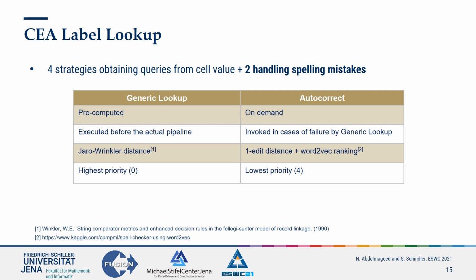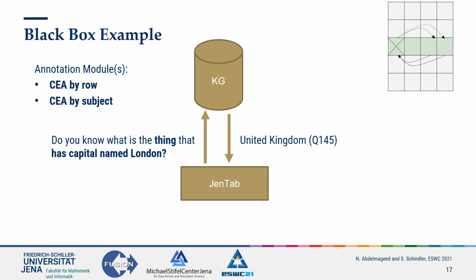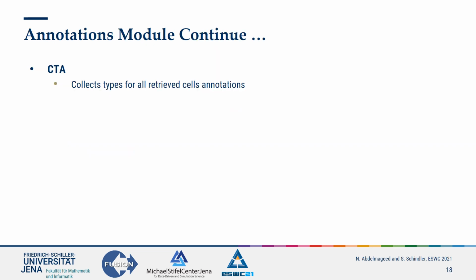Our secondary strategies are meant for autocorrection. The generic lookup uses Jaro-Winkler distance, and it's executed before the actual pipeline. The autocorrect uses the one-edit distance with on-demand execution. A black box execution leveraging the column context is also here. As you see, a more accurate candidate is returned. Here is an alternative execution which uses the row context and outputs an accurate candidate as well.